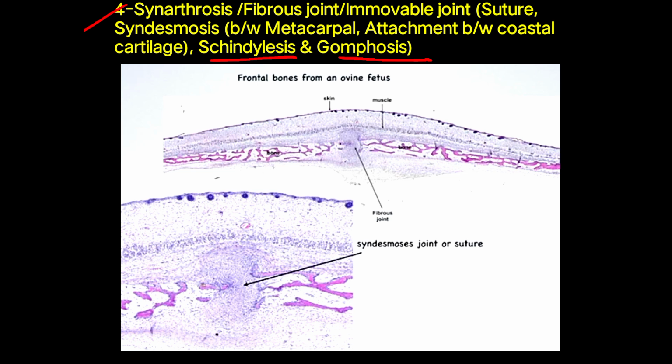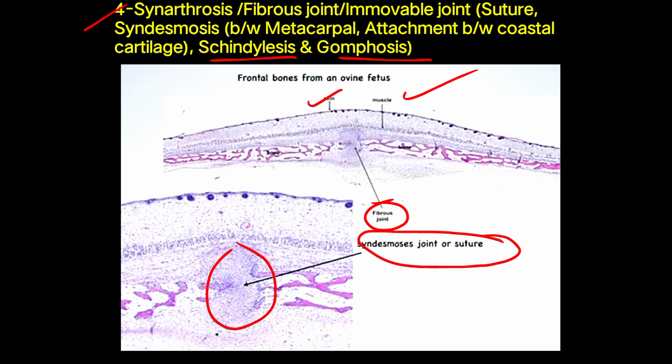So we can see in this photograph the fibrous joint, and this is the skin and frontal bone from an avian fetus. These are the muscles, and the syndesmosis and the suture are shown here. We can find the fibrocartilaginous structure.